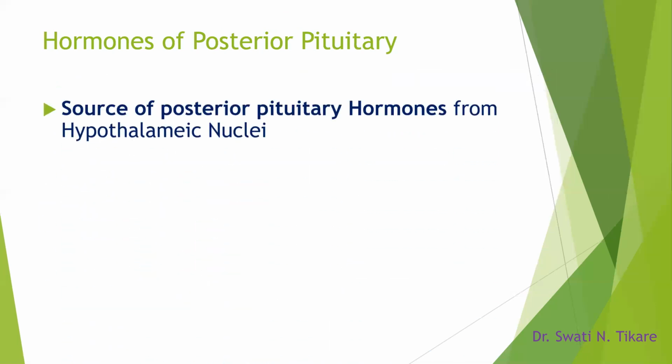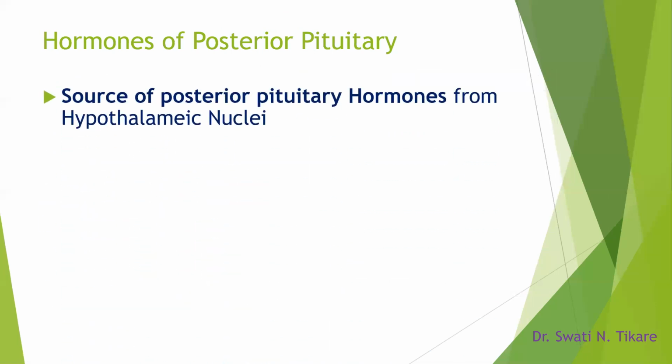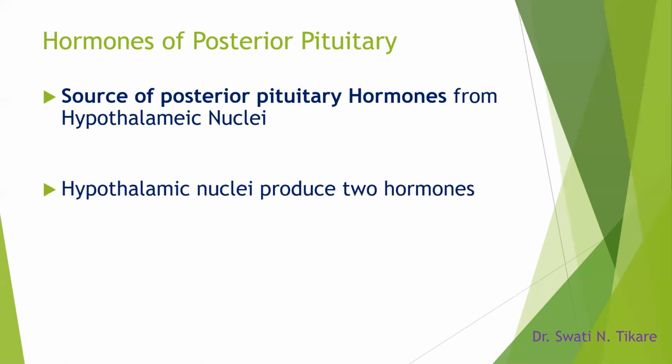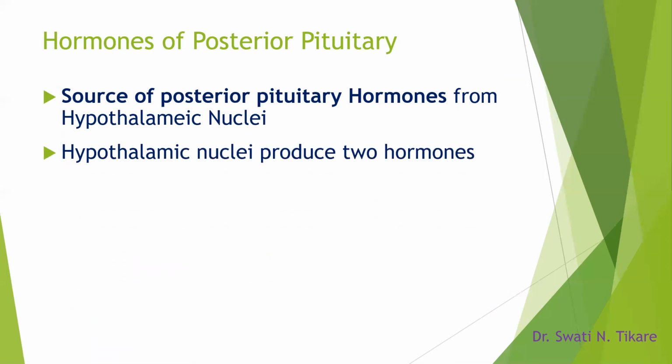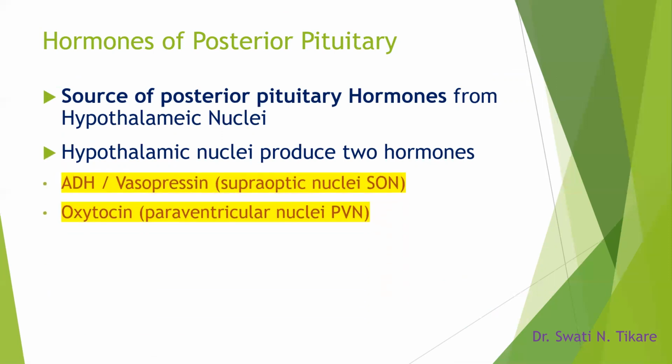Next. The source of the posterior pituitary hormones, as we were always saying, is the hypothalamic nuclei. In the hypothalamic nuclei, two hormones are produced: ADH or vasopressin, the antidiuretic hormone, which is produced by the supraoptic nuclei, SON in short, and oxytocin, which is produced by the paraventricular nuclei, that is PVN, of the hypothalamus.